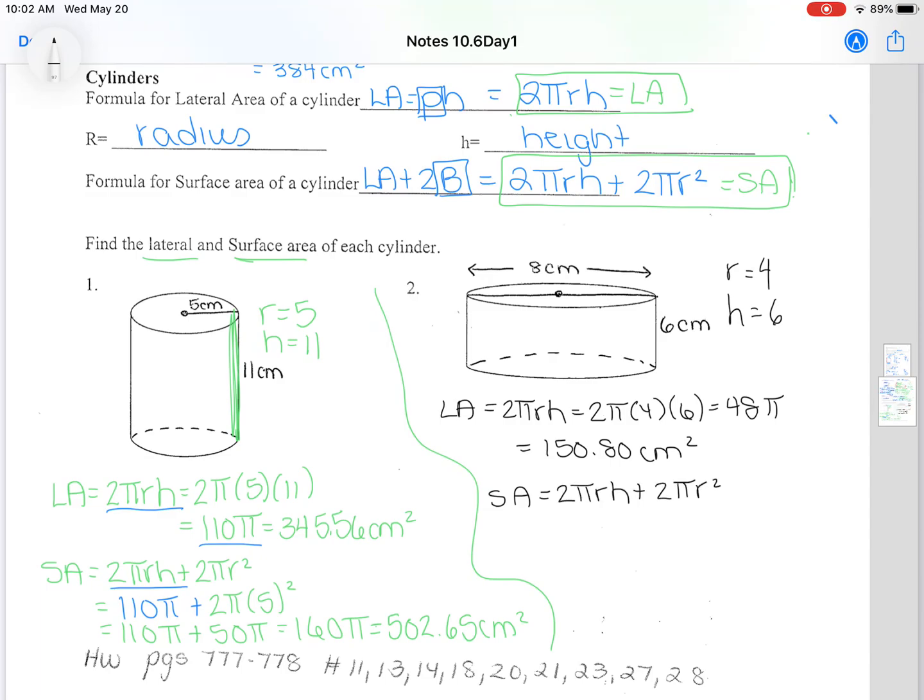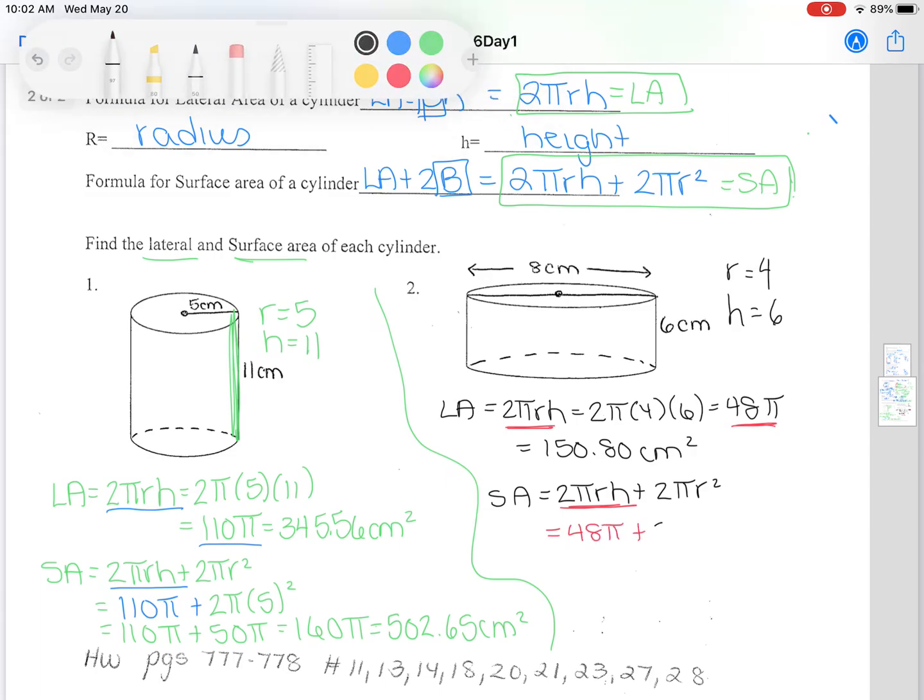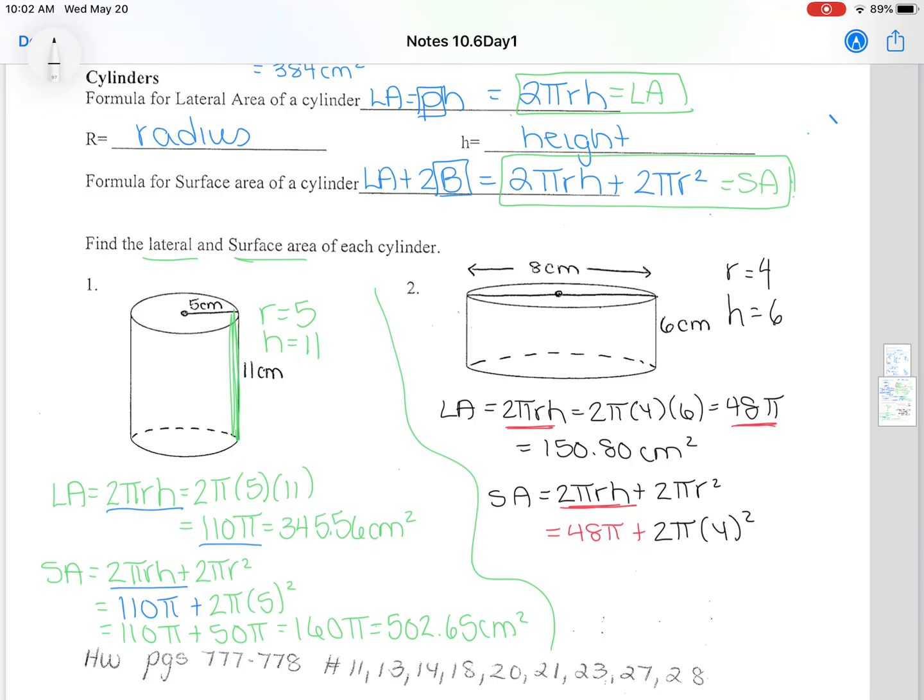You have a calculator with a button, so use it. Surface area takes that lateral area, 2 pi RH, and we're going to add 2 pi r squared. So again, remember, we already found 2 pi RH. That was 48 pi. So we're not going to rewrite that again. And now we have 2 pi 4 squared. So we have 48 pi plus, that's 16 and 2, which makes 32 pi, which gets us 80 pi. And when we multiply that out, you get 251.33 centimeters squared.